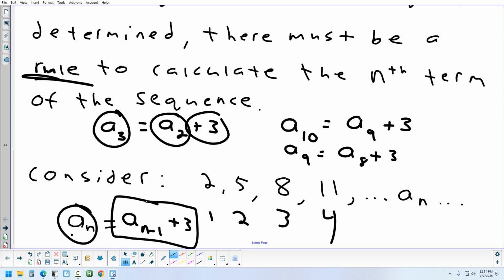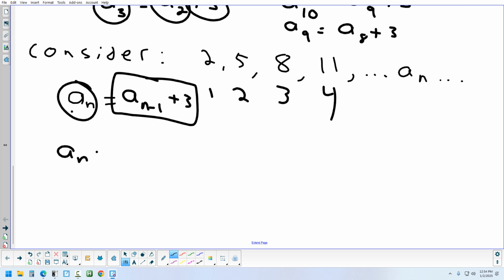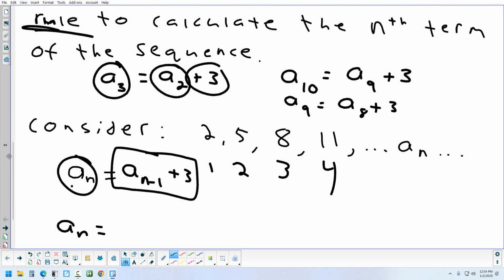And that's fine. It works, but it's going to take a long time, especially if you want like the 500th term. Okay. Now, there's another way to do it. The other way to do it is to, instead of looking at what you do to the one before it to get that one, look at the position number. Is there something you can do to 3 to make it an 8? Is there something you can do to a 2 to make it a 5? Something you can do to a 4 to make it an 11. It has to be the same thing for all of them. Did anybody see what you can do to that number to turn it into that number?